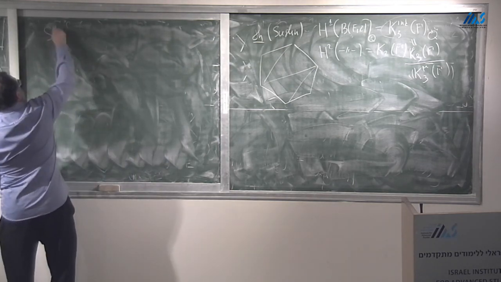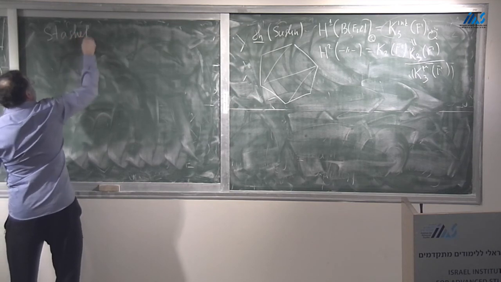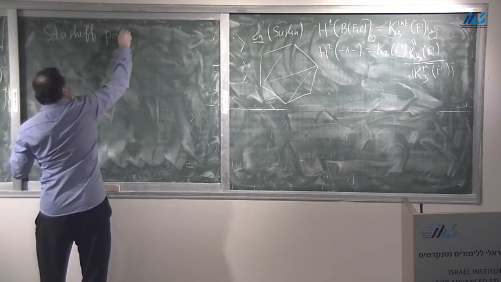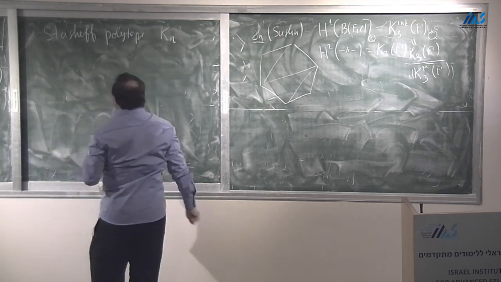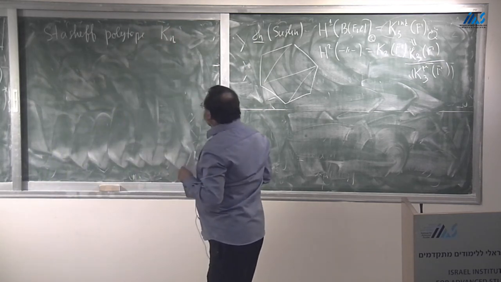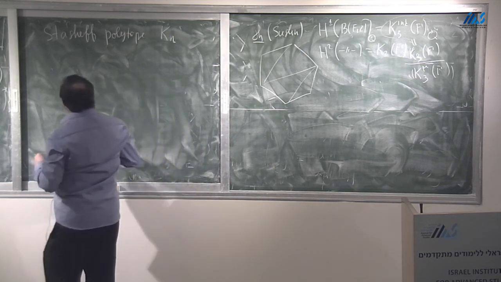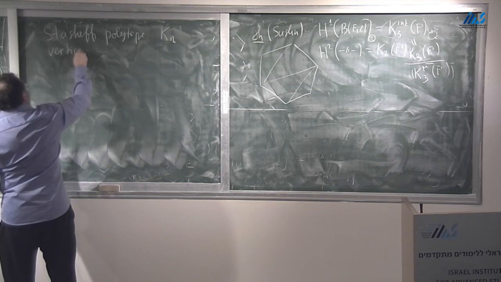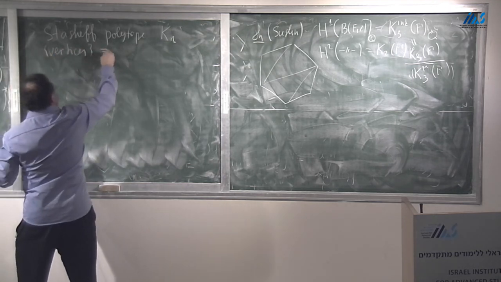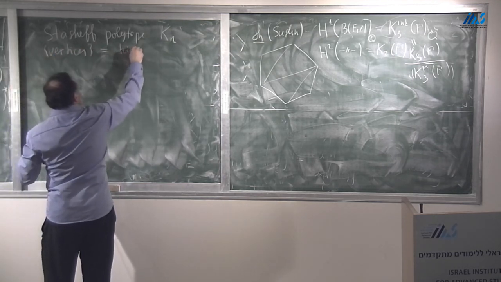That there is a notion of a Stasheff polytope, let's call it Kn, the n-dimensional Stasheff polytope. You can say that it's a convex polytope, but combinatorially, its vertices are by definition the same as triangulations.